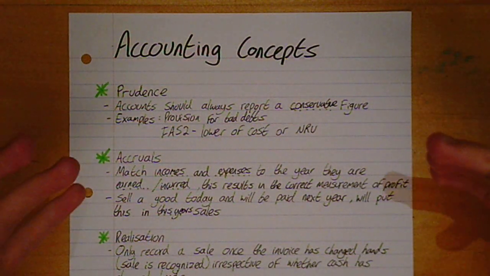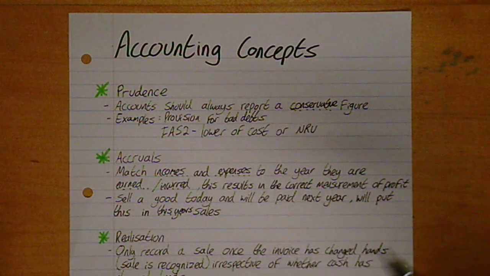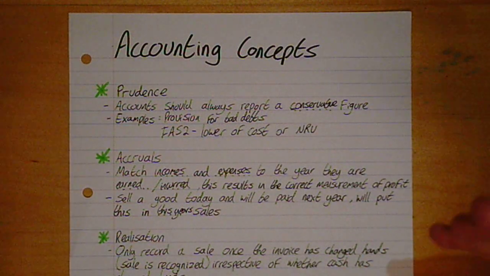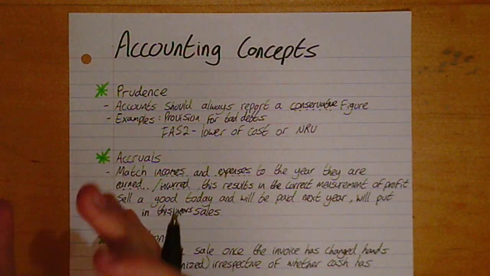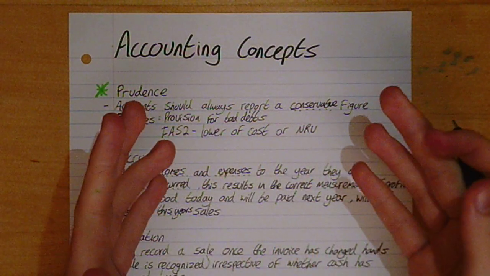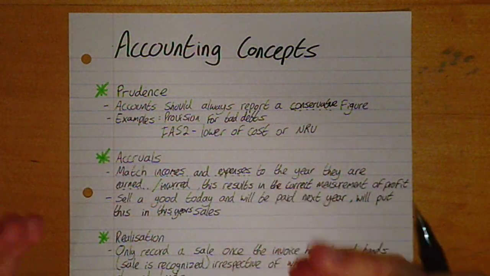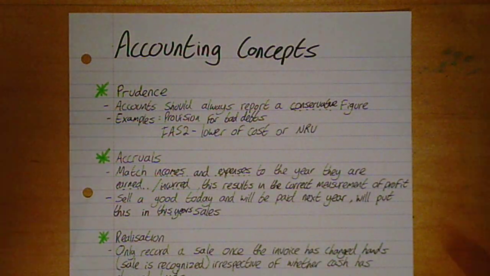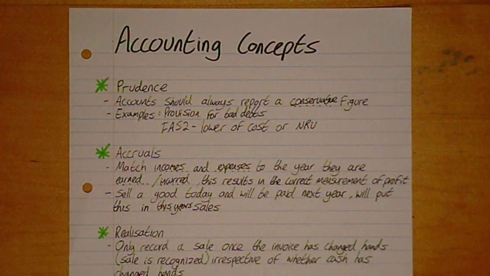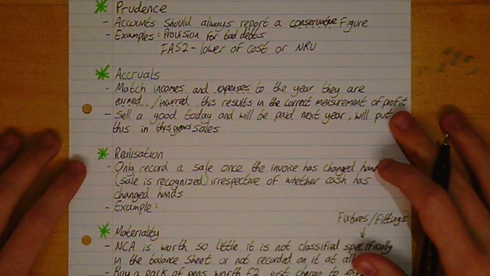Basically, it's the year the transaction occurs. Whether the cash changed hands at that period doesn't matter in a sense. We're trying to match up when that expense or income was incurred, not when we received or gave away the cash. So I think it's linked to the matching concept, just matching incomes and expenses to the year they are incurred.